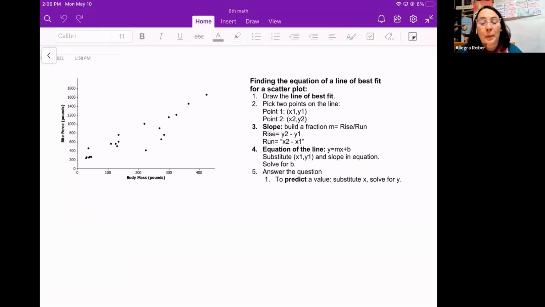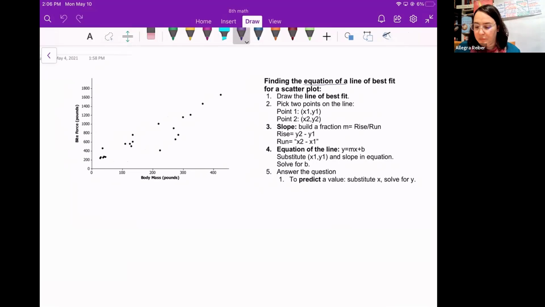Hi, I want to go back over this process of finding the equation of a line of best fit for a scatter plot. It seemed like it was a little bit difficult for some of us. So let's explore this process again, step by step. The first step, if I want to find the equation of the line of best fit, is I need to draw the line that I'm talking about.